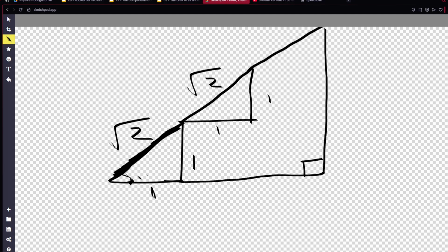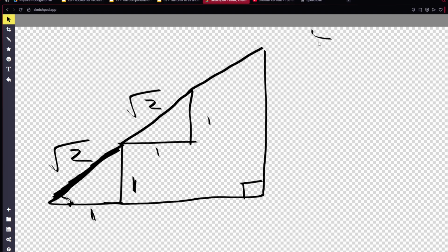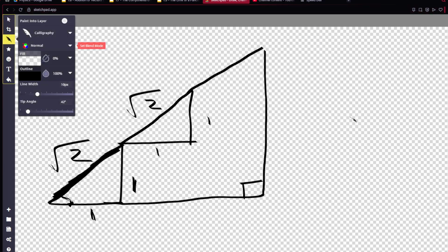Well, because these angles will always be the same, we can scale the x and y components relative to the hypotenuse. And how do we do so? We use something called a unit vector. And a unit vector is simply the x and y components divided by the magnitude.